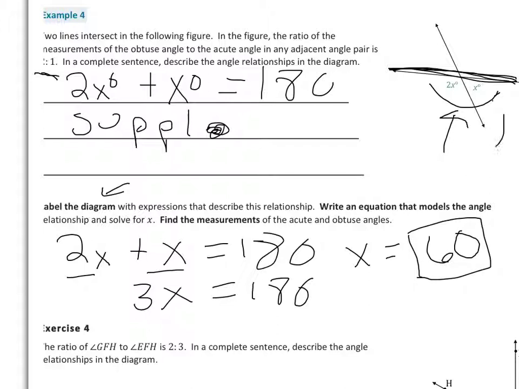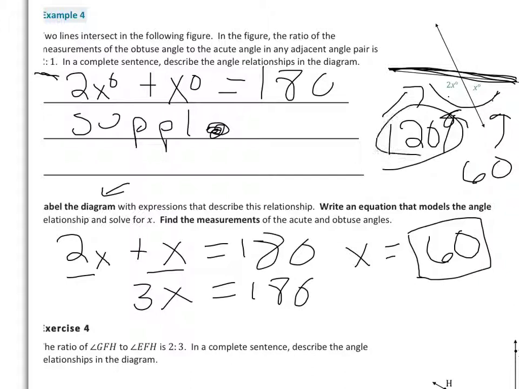So this angle up here is 60. The angle over here, the angle 2x, is twice that. So that's 120. And that we found the acute angle here, which is what they asked for right here. The acute angle is 60 degrees, and the obtuse angle is 120 degrees.